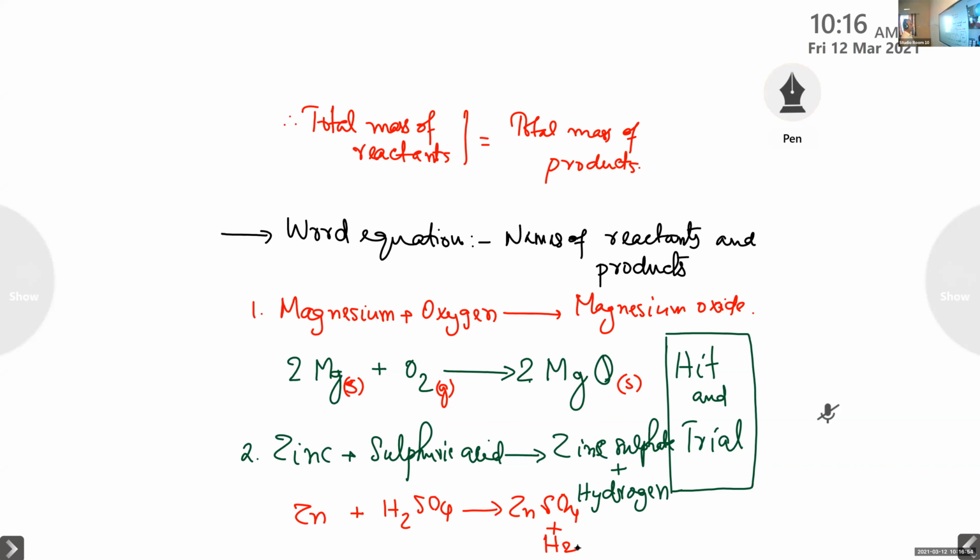Zn plus H2SO4 giving ZnSO4 plus H2. Symbols and formulas. Symbols: zinc, Zn; hydrogen, H2. Formulas: sulfuric acid, H2SO4; zinc sulfate, ZnSO4.